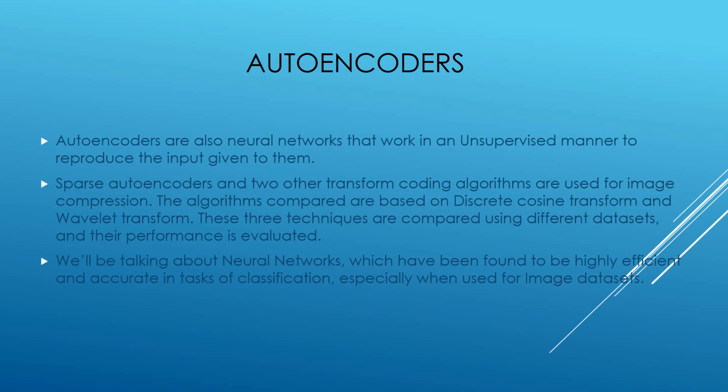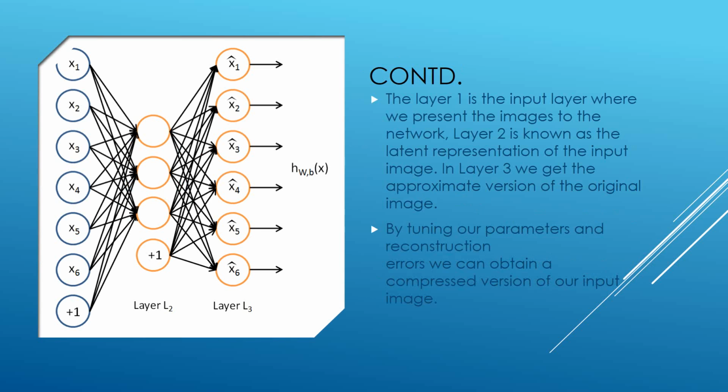We'll be talking about neural networks, which have been found to be highly efficient and accurate in tasks of classification, especially when used for image data sets. Here we can see an autoencoder in action, where layer 1 is the input layer where we present the images to the network. Layer 2 is known as the latent representation of the input image, and in layer 3 we get the approximate version of the original image. By tuning our parameters and reconstruction error, we can obtain a compressed version of our original input image.